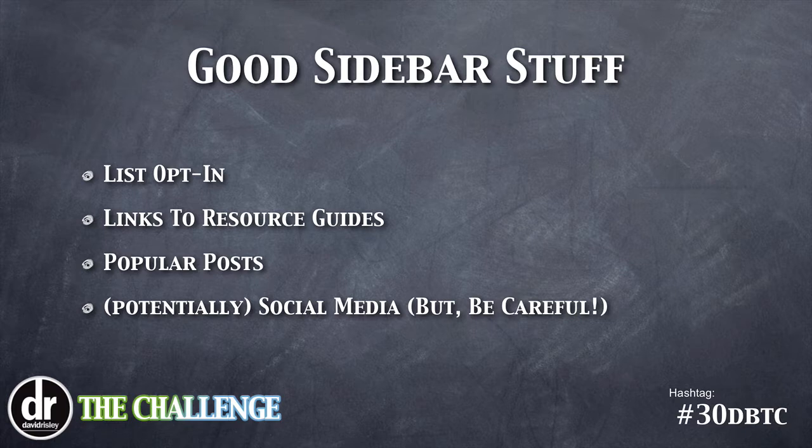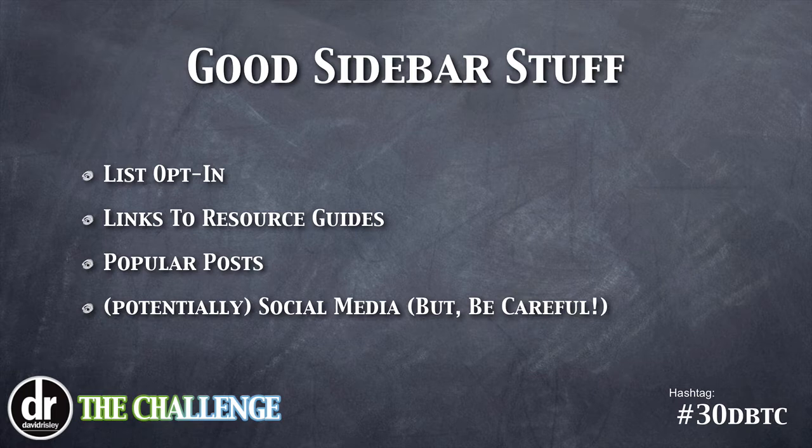Another one is links to resource guides. Now, we'll be talking about this a little bit more in a future video here, but these resource guides are quite helpful as a way to get people deep into the archives of your blog, as well as to provide great landing pages for specific topics related to your niche. We'll talk about that more, but this is something that you're going to want to have in your sidebar because they're useful. Popular posts are great to have in your sidebar because they're going to inspire people to go click on those things because they're popular. I mean, it's the whole social proof thing.